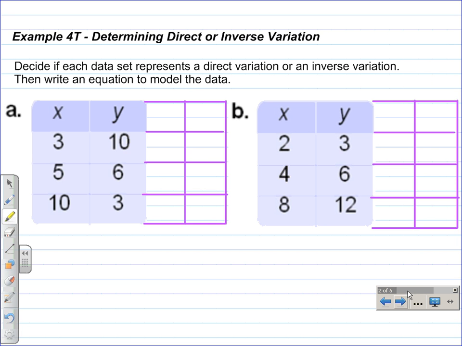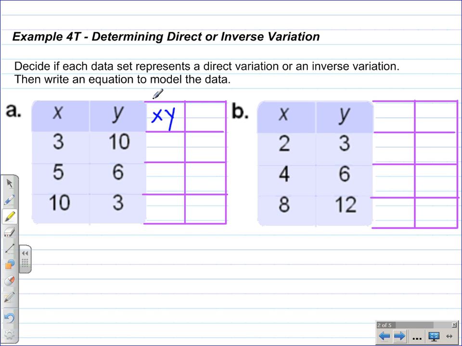Example 4T, determining direct or inverse variation. Decide if each set of data represents a direct variation or an inverse variation. Then write the equation to model the data. To determine if we have an inverse variation, we want to test the product x times y. That's the constant of variation, so this is an inverse variation. To determine if it's a direct variation, we want to test the ratio y divided by x.